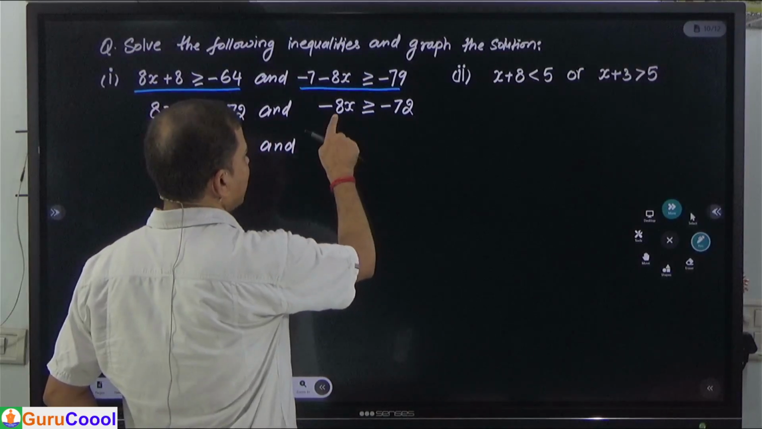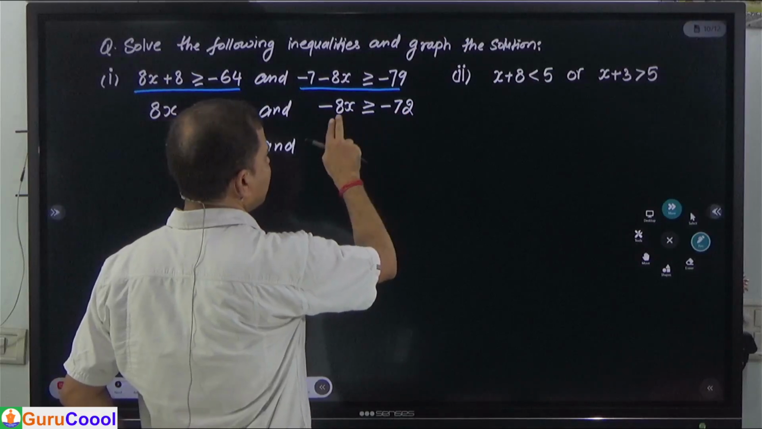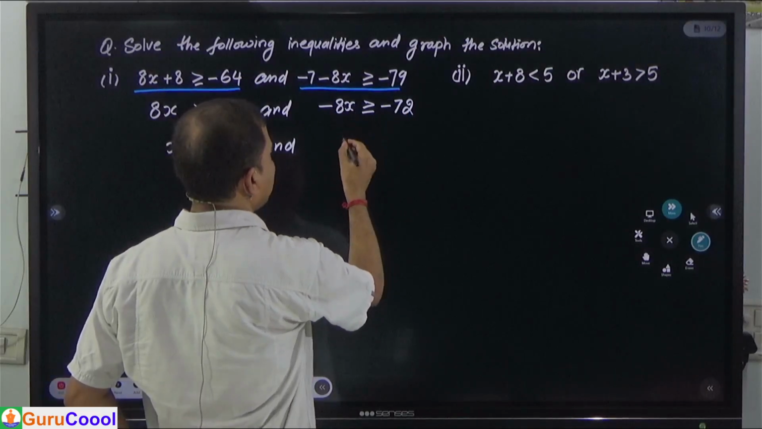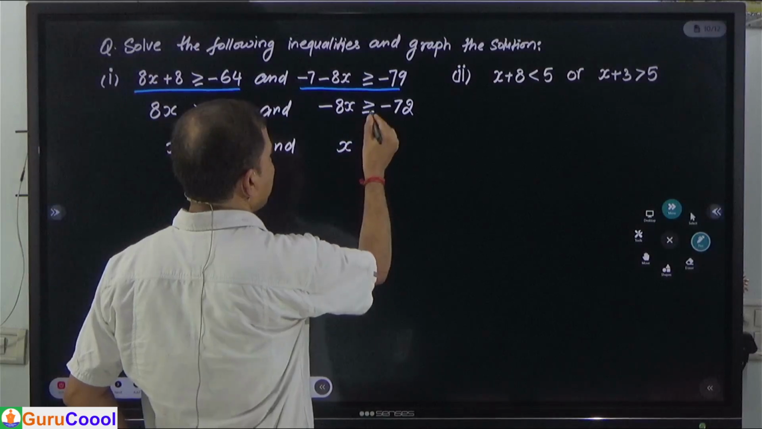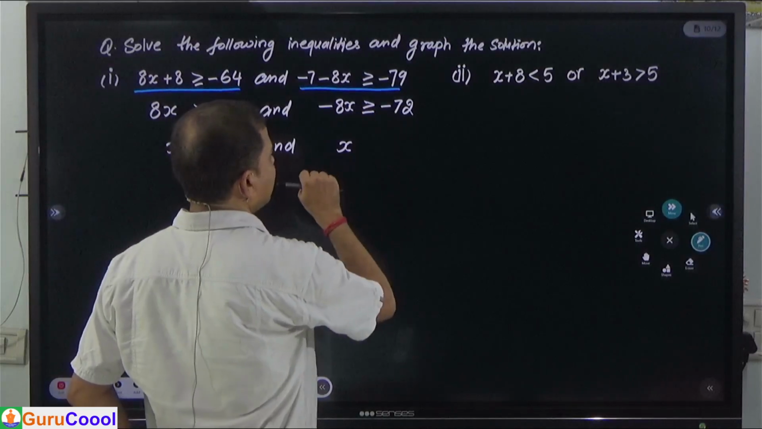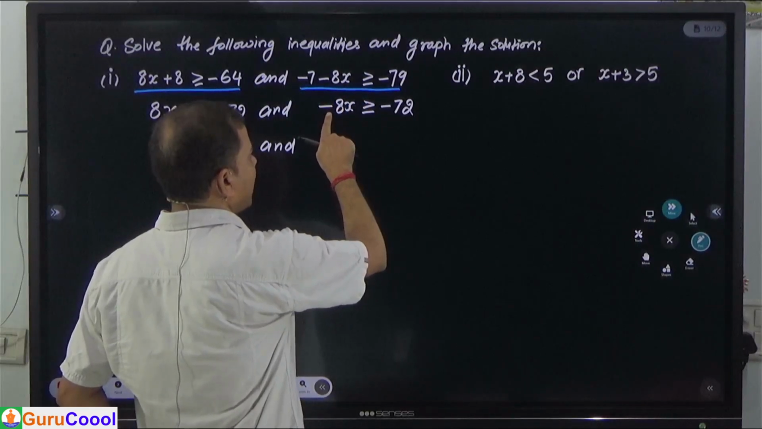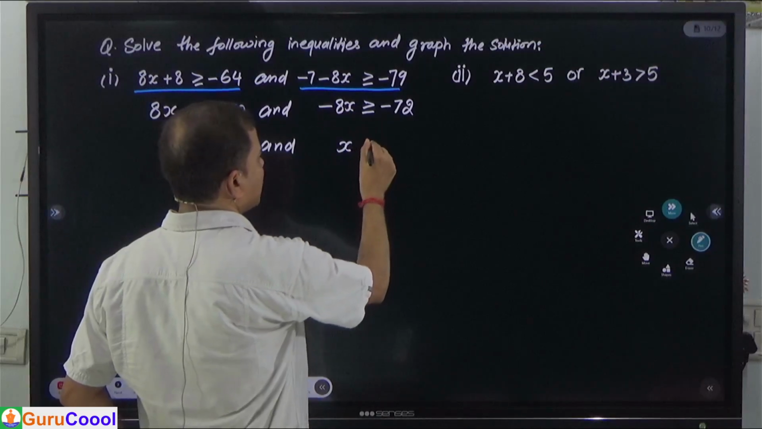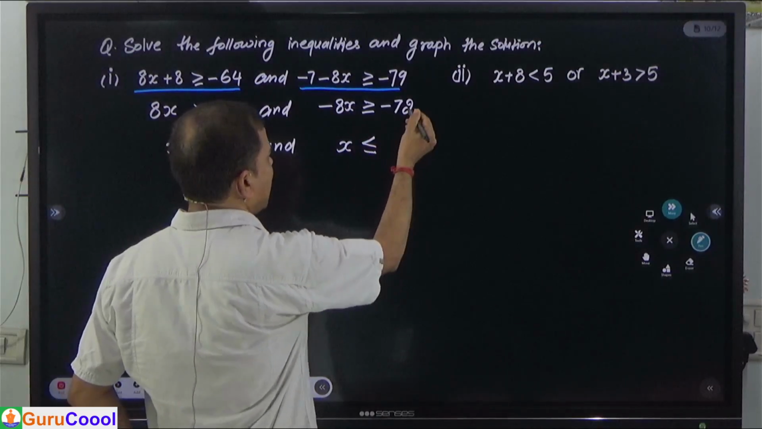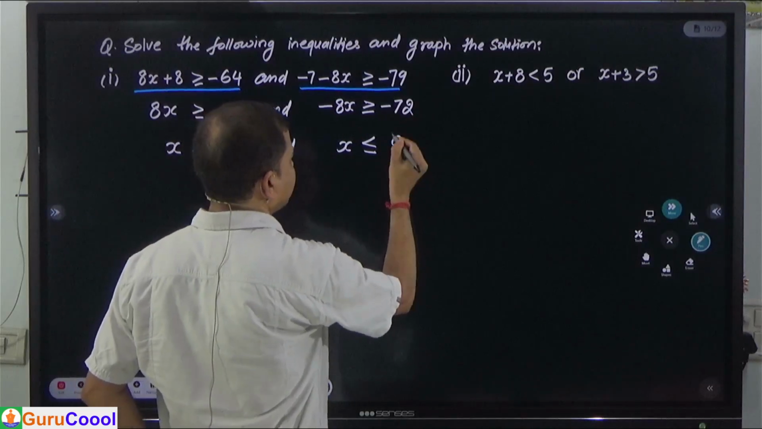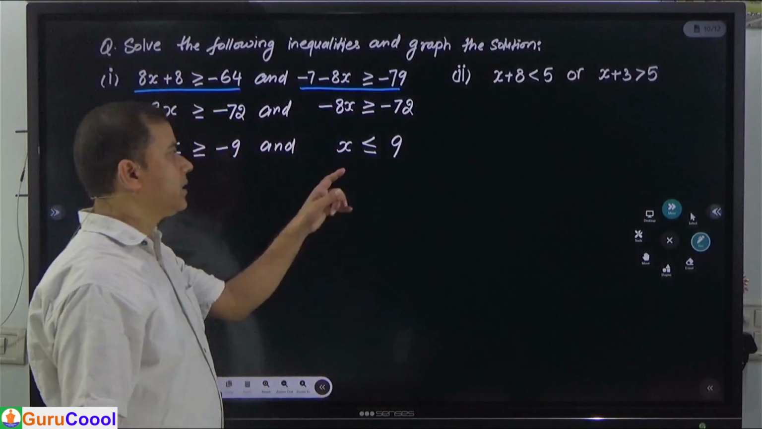Now to remove minus 8, you have to divide by minus 8 on both sides. So if we divide by minus 8, we get x here. This inequality will flip. Notice this inequality will flip. Reason? Because we are dividing by a negative number. So this will become the lesser than sign. And here it is positive 9. So x is lesser than or equal to 9.